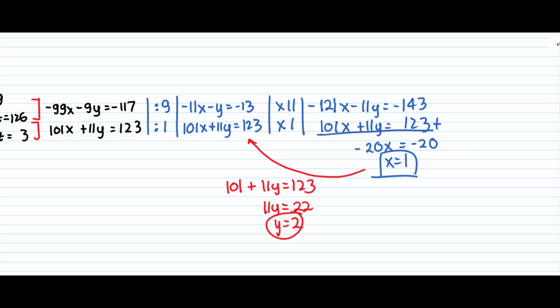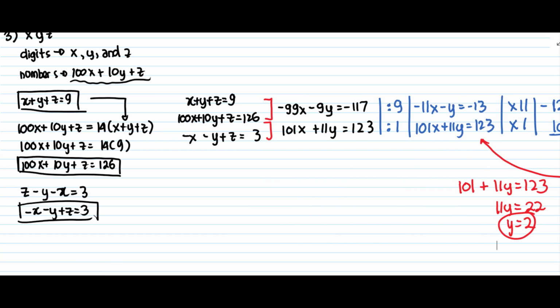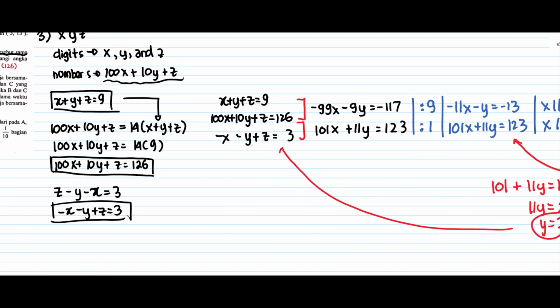Masukin lagi ke z. x-nya 1, y-nya 2, plus z sama dengan 3, berarti z-nya sama dengan 6. Jadi bilangannya itu adalah 126 guys.